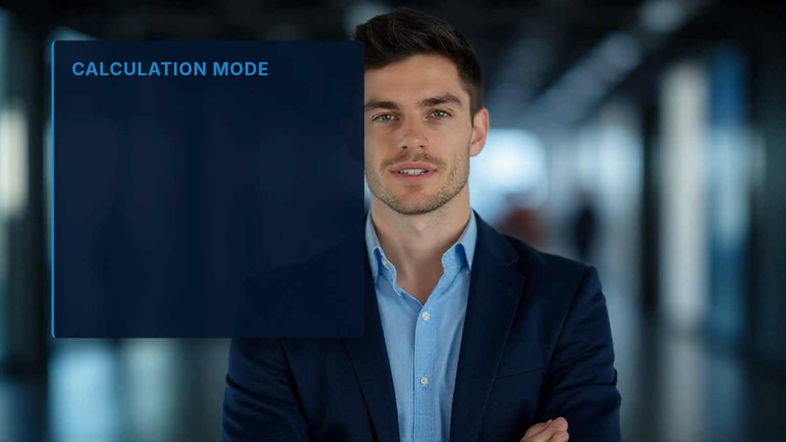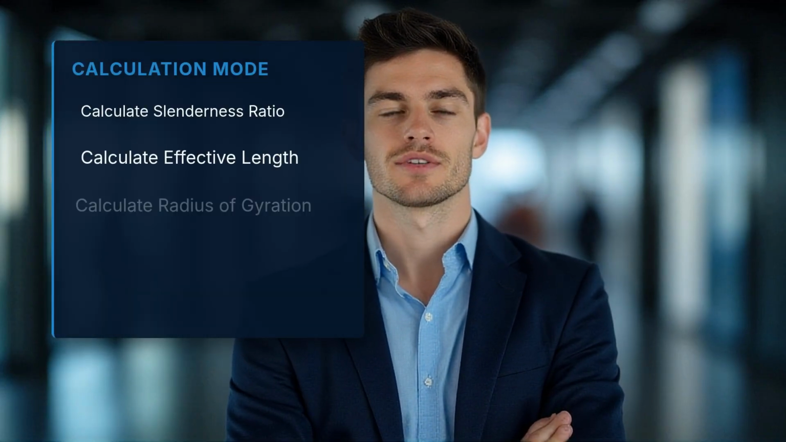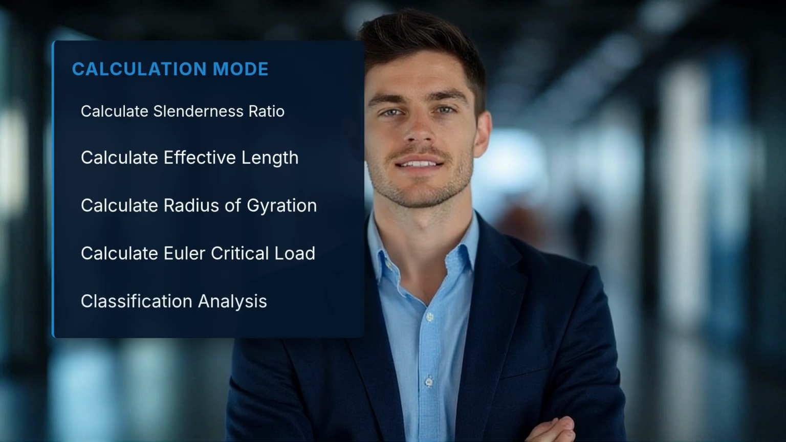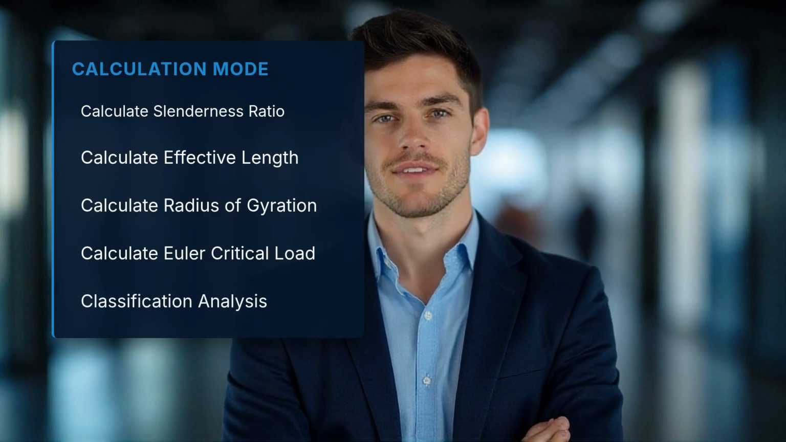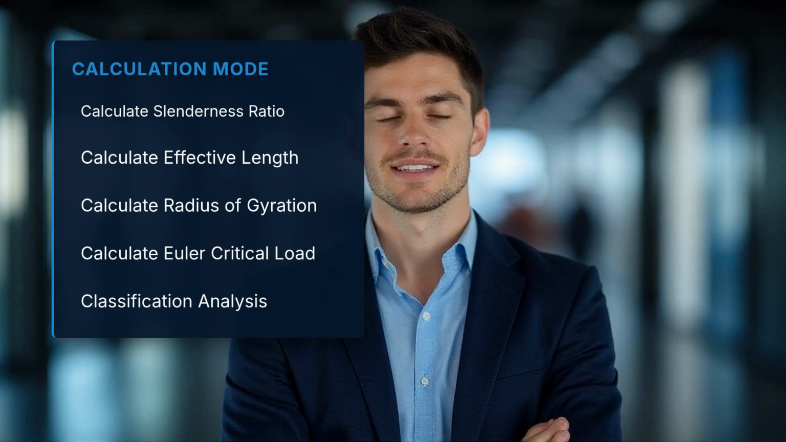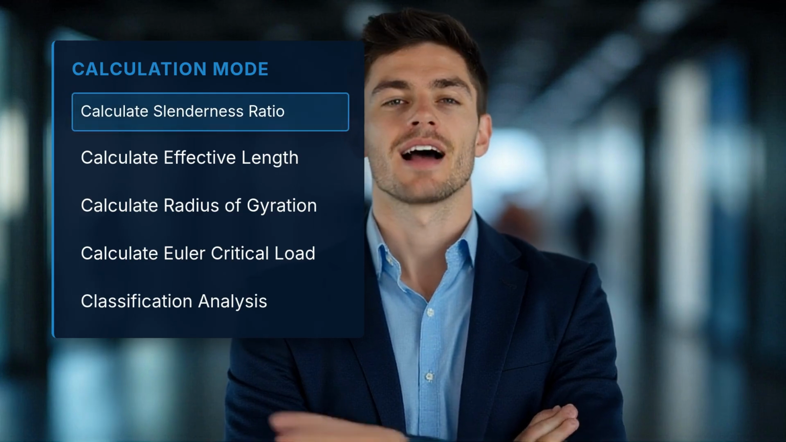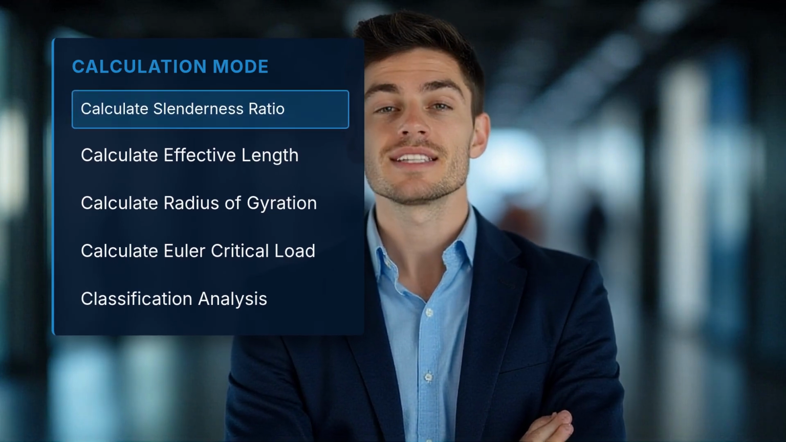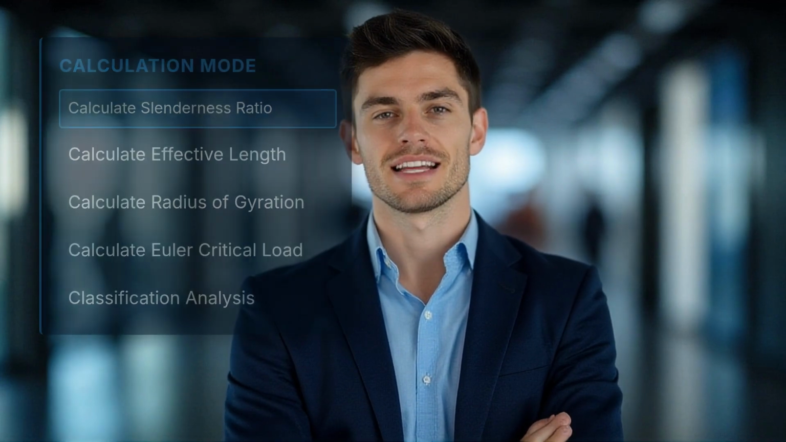Let's examine the inputs. First, you'll see the calculation mode dropdown with 5 options. Calculate slenderness ratio, calculate effective length, calculate radius of gyration, calculate Euler critical load, and column classification analysis. For this demonstration, we'll select calculate slenderness ratio.